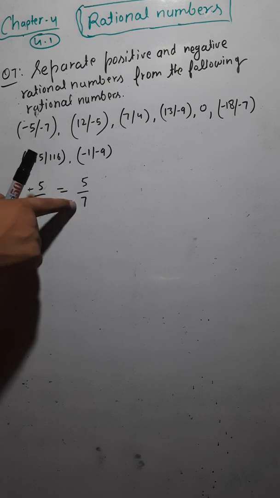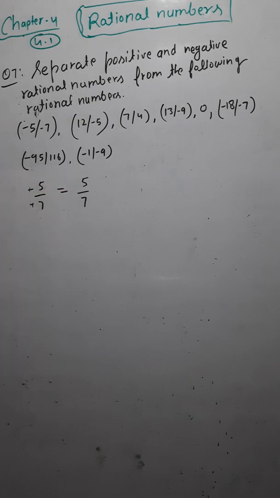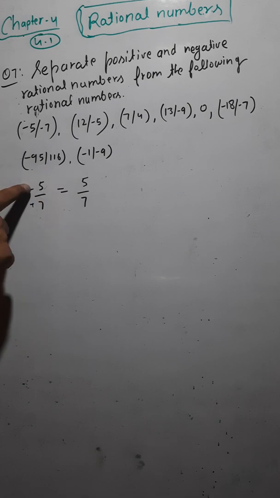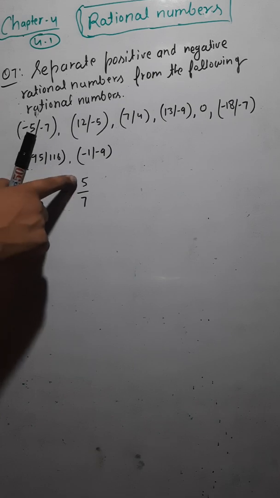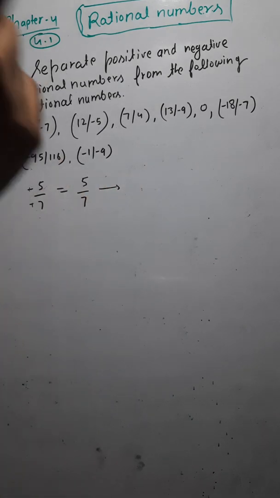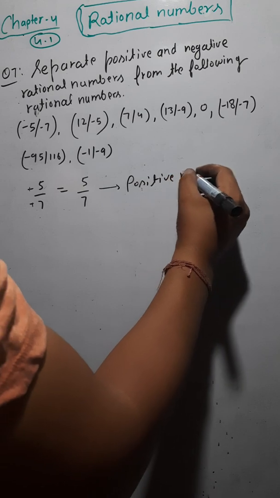5 by 7, the sign is positive here. Numerator is also positive, denominator is also positive. Okay. So you have the positive sign here. If both are negative, both can cut. Both would become positive now. So minus 5 by minus 7 can be written as 5 by 7, which is a what? Positive rational number. So this would be a positive rational number.